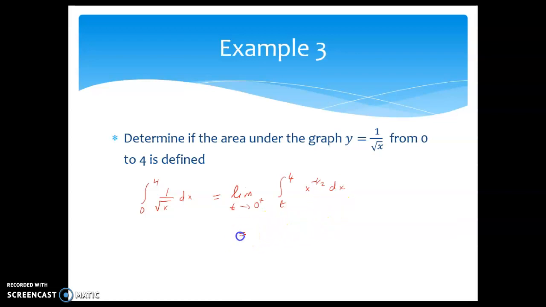So then we're going to get the limit as t goes to 0 from the right. That's going to be x raised to the power of 1/2 divided by 1/2, which is going to be 2, evaluated from t to 4. So when we plug in, we're going to get 4 minus 2 square root of t. When we take the limit of that, we're going to get 4. So that means the limit is defined, or the area is defined.